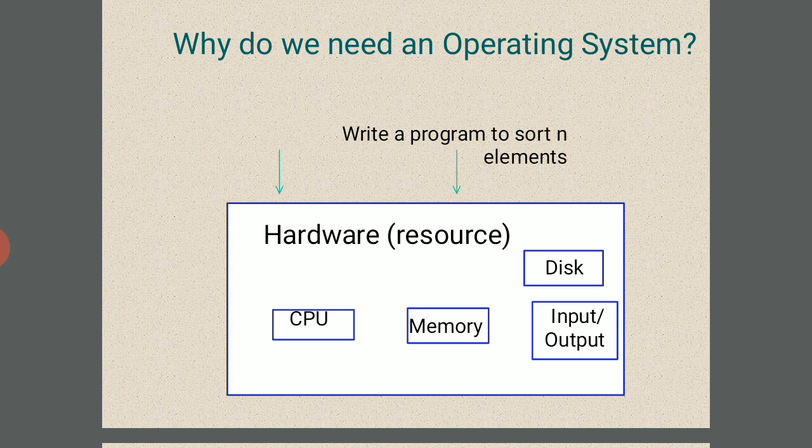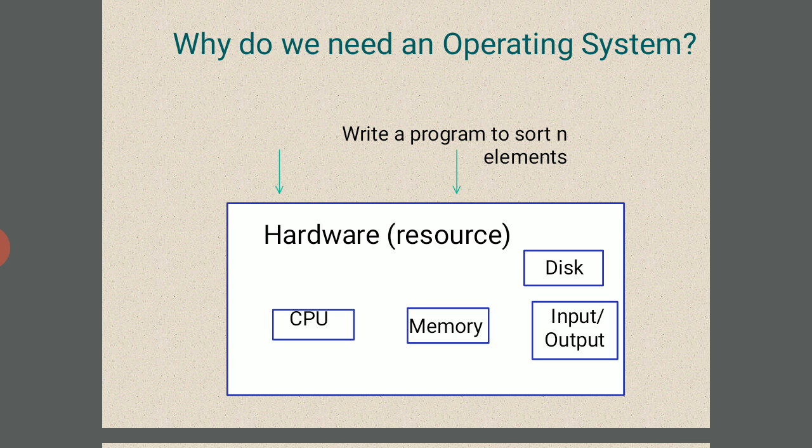The CPU means central processing unit, and the memory stores data in the memory unit. The memory unit is of two types: primary memory and secondary memory. Input output devices: the input devices are the keyboard and mouse, and the output devices are the monitor and printer.